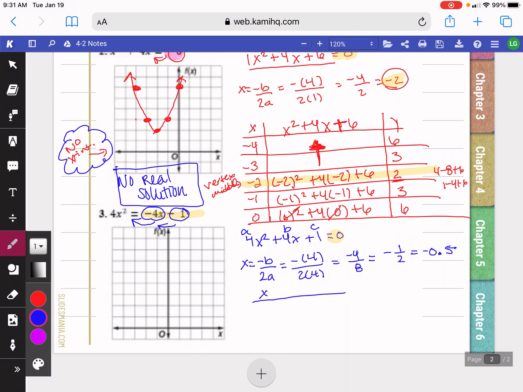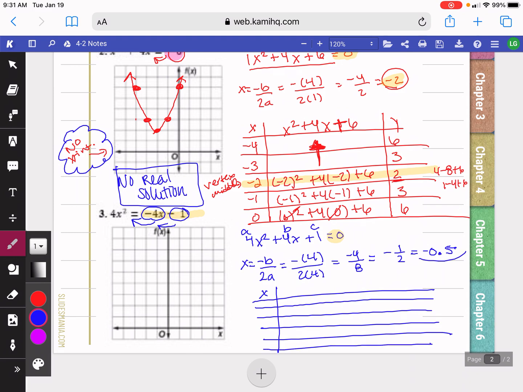So now I can make a table with 5 values. And then negative 0.5 will go in the middle. You do not have to use decimals for your other numbers. You can use whole numbers. So I'm going to do the whole numbers that center around negative 0.5. So negative 0.5 is between negative 1 and 0. And then negative 1 is before negative 2, 0 is before 1. So I can use whole numbers. It's okay. Don't freak out if you get a decimal.